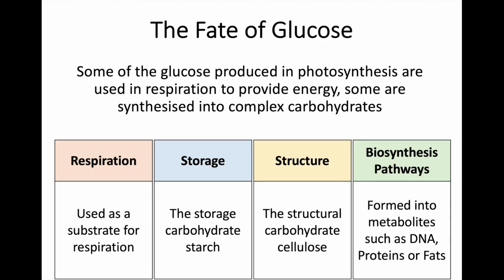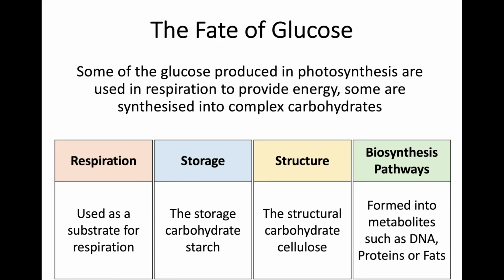So you've covered respiration already, you know that glucose is required for respiration to take place, and that's a whole other stage that you can go back and revise now. So the glucose can be used as a substrate for respiration, or it can be converted into the storage carbohydrate starch. So remember, plants don't have fat to store excess energy, they have starch instead, so it can be stored for later on. It can also be used for structure. So if you remember, plant cell walls are made up of cellulose, and that is a structural carbohydrate that's been derived from glucose.